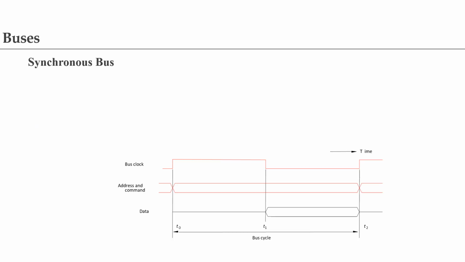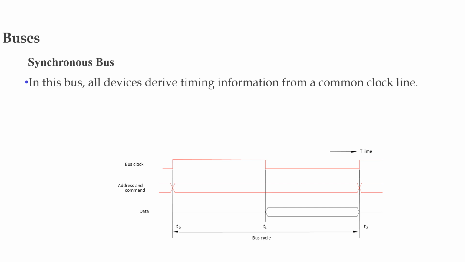In a synchronous bus, all devices connected to the bus share a common clock signal, which ensures coordination between data transfers. The timing of all operations is dictated by this clock, which produces evenly spaced pulses. These pulses define distinct time intervals known as bus cycles, during which specific activities like reading from or writing to a memory location or input or output device can occur.